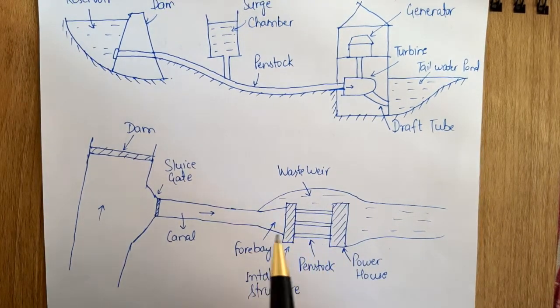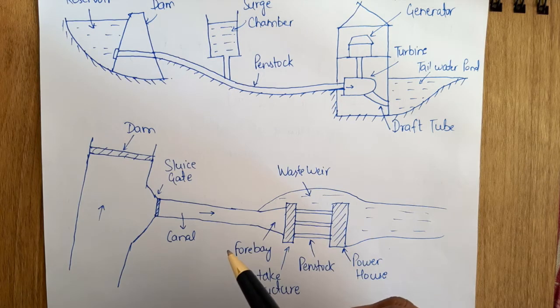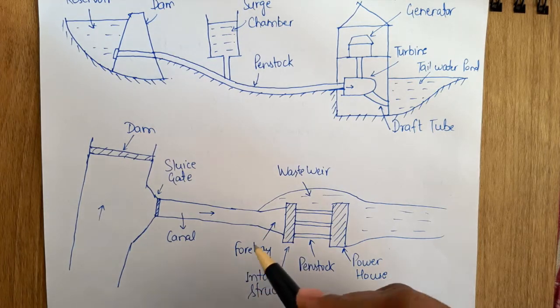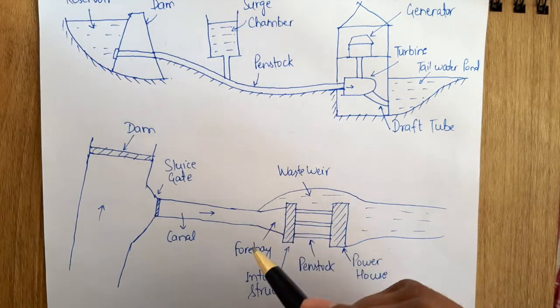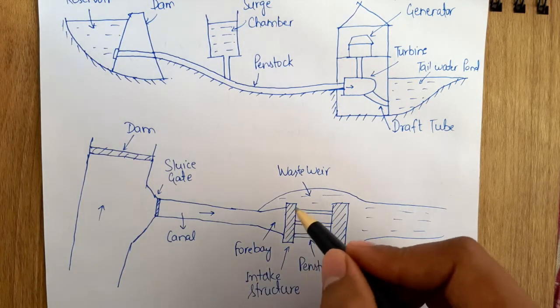Now we will see what are the forebays. Forebays are the enlarged section of the canal spread out to accommodate the required width of the intake. Okay, so these are the enlarged section of the canal. This is the canal and this is the enlarged section of the canal that is spread out to accommodate the required width of the intake structure.